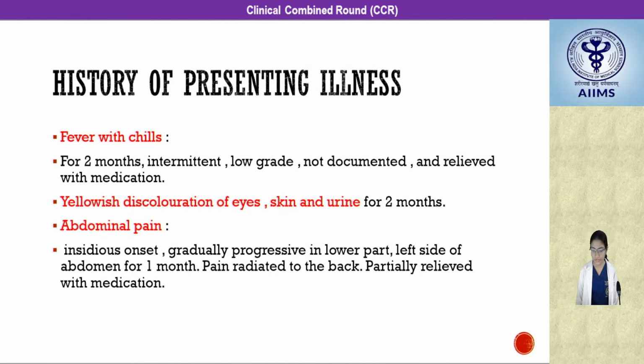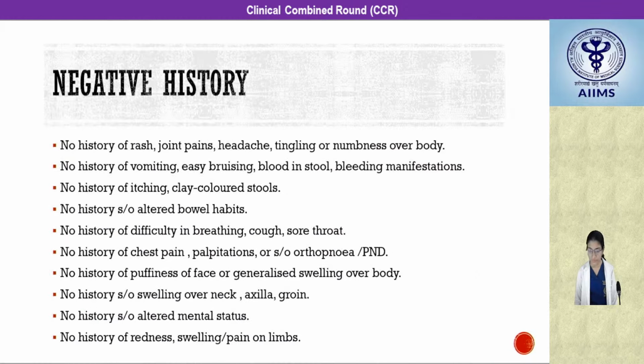She also had fever with chills for the last 2 months, which was intermittent, low grade and not documented, and relieved with medication. She also had jaundice for the last 2 months and abdominal pain, which was insidious in onset and gradually progressive over the lower left side of her abdomen for the last 1 month. Moving to the negative history, she had no history suggestive of vasculitis, no history suggestive of CLD, no altered bowel habits, and no history suggestive of redness, swelling, or pain over her.